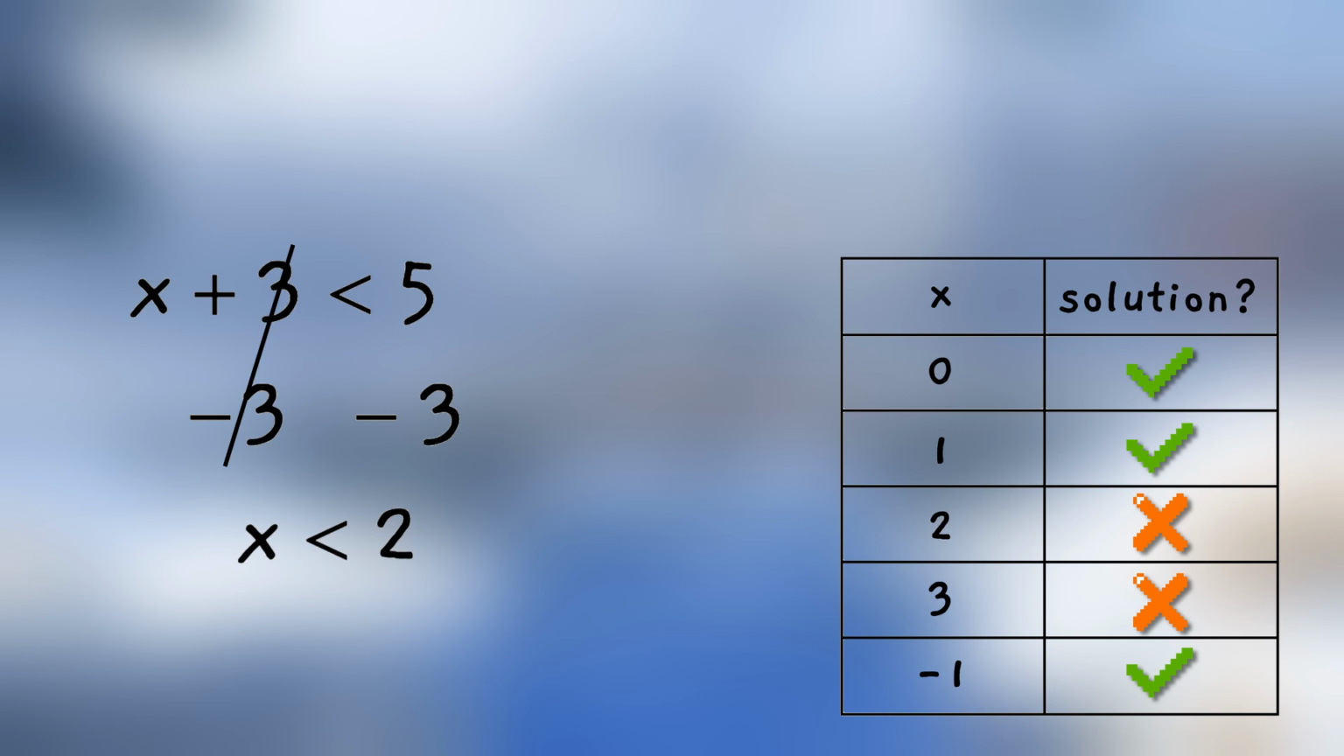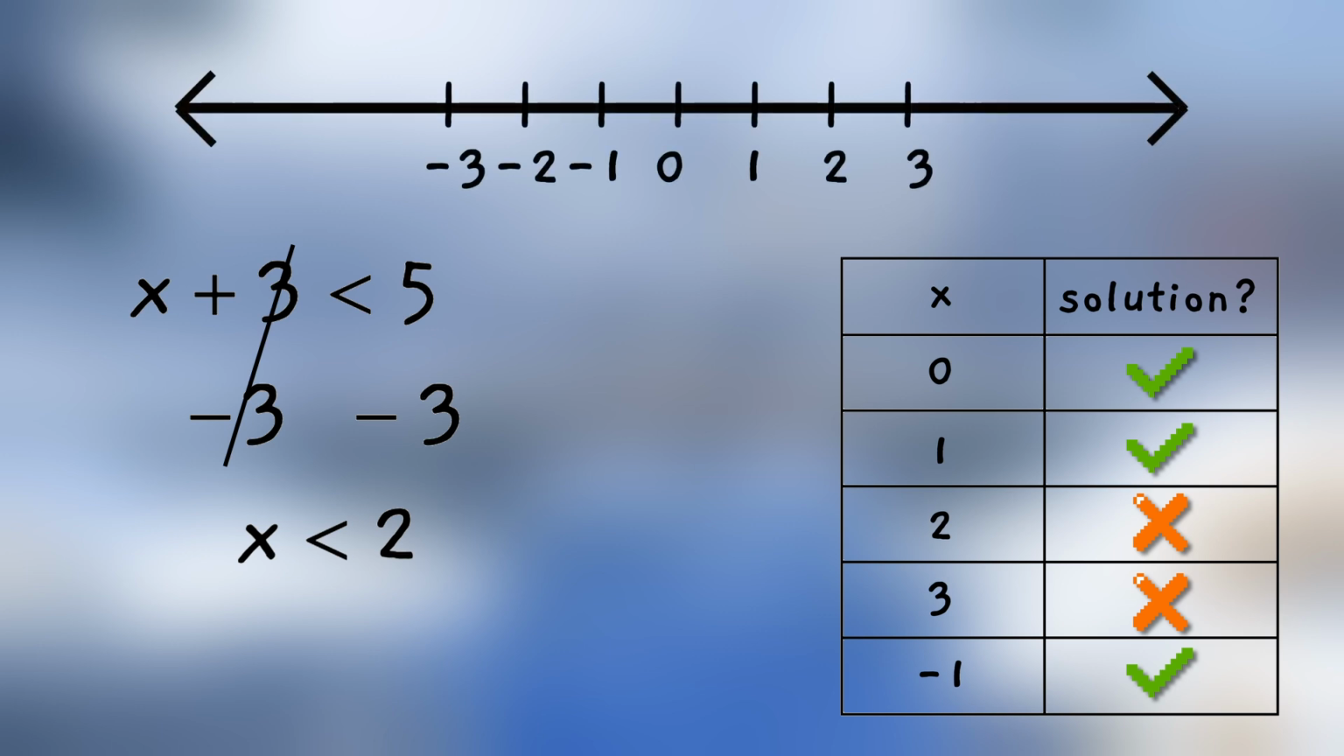This describes all the solutions to the inequality. Any number less than 2 is a solution to the problem. And one way we can visualize the solutions is by graphing the solution on the real number line. So the answer to this inequality is all numbers less than 2. So what we want to do to visualize the solution to this inequality is highlight the entire region of the real number line that's less than 2.